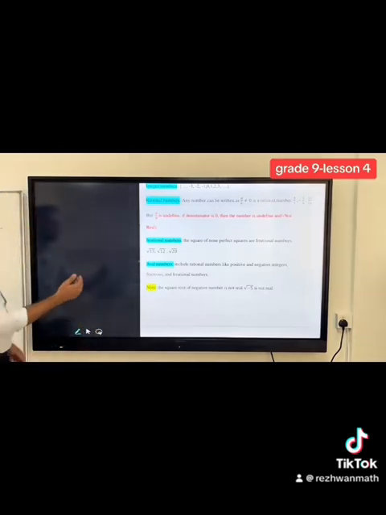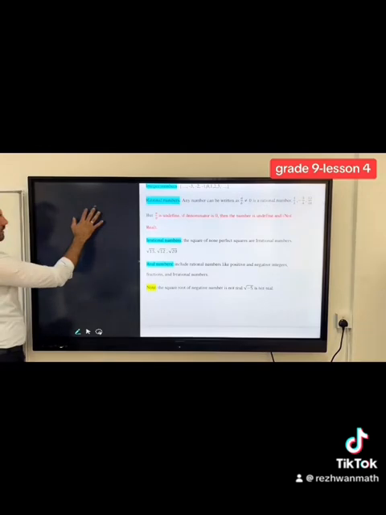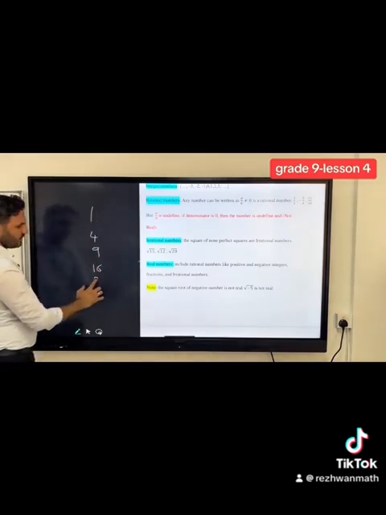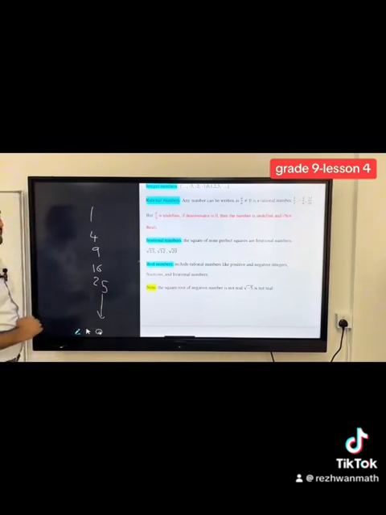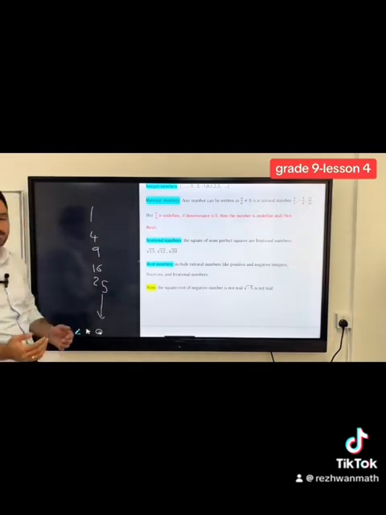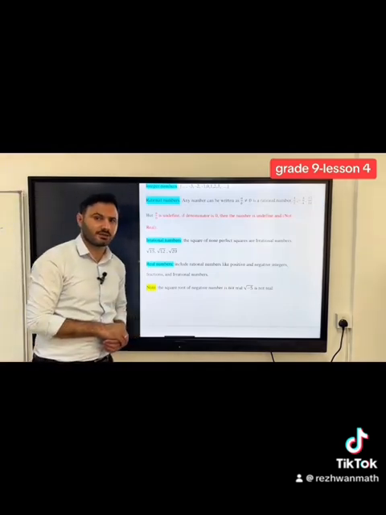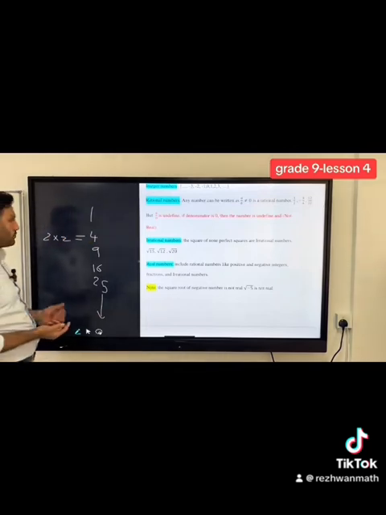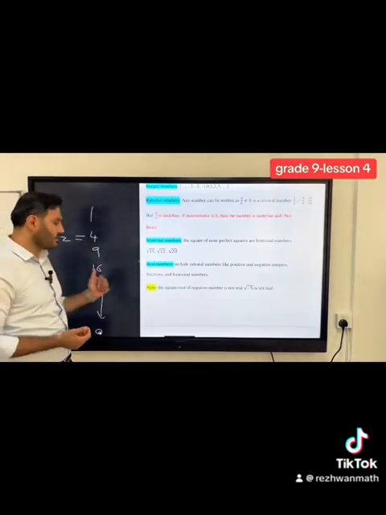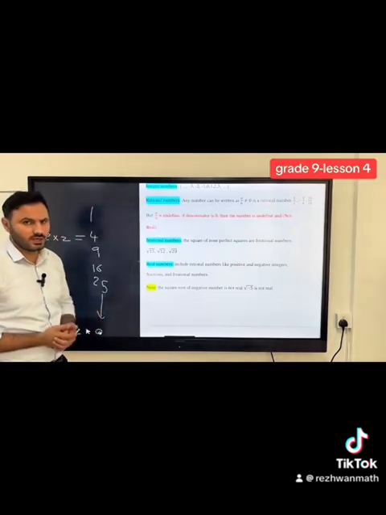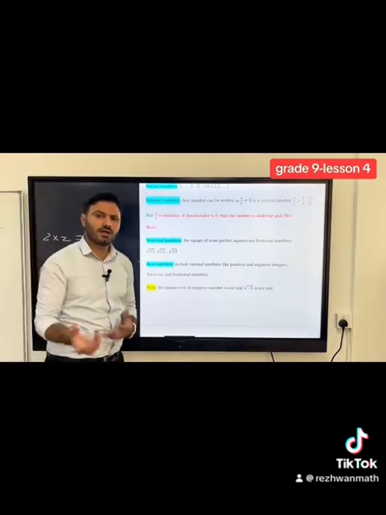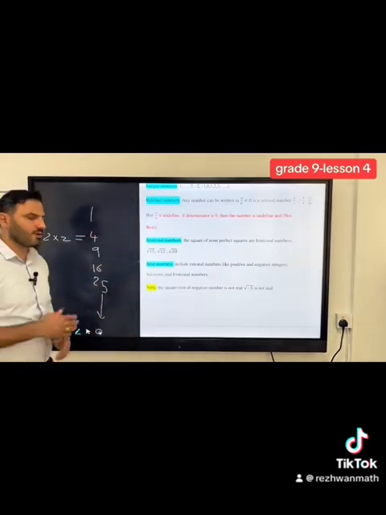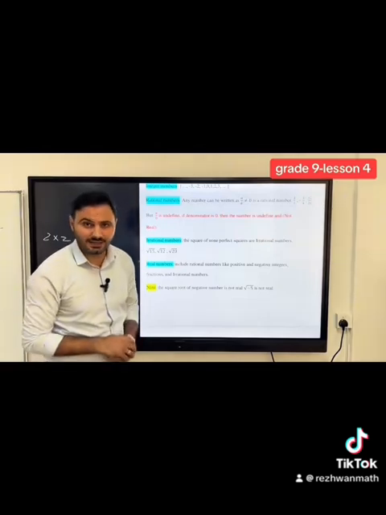If you look at the list of perfect squares, we have 1, 4, 9, 16, 25 and so on. That's the list of perfect squares, because a perfect square is a number we get from multiplying two identical numbers. For example, 2 times 2 we get 4. 3 times 3, we get 9. 4 times 4, we get 16. 5 times 5, we get 25. And 7 times 7, we get 49. So these numbers are perfect squares because we can get them by multiplying two identical numbers.